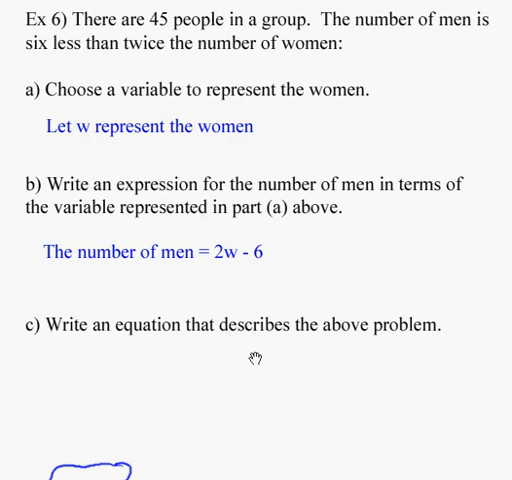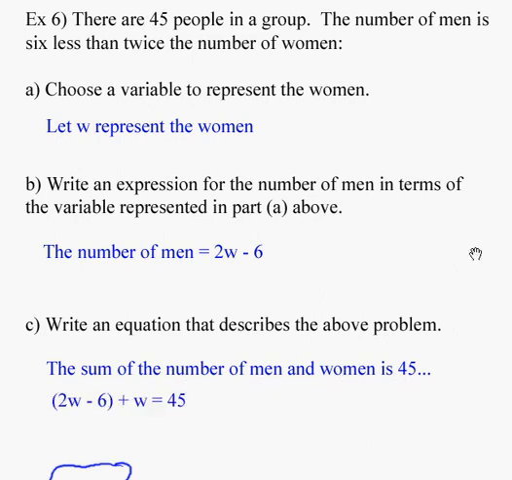All right, an equation that describes that problem. We want to know there are 45 people in the group. If there's only men and only women, then the number of men plus the number of women must be 45. The number of men was 2w minus 6. The number of women is w. That equals 45. Now this just says write the equation and we're done with it. But let's just kind of finish this off and simplify it.